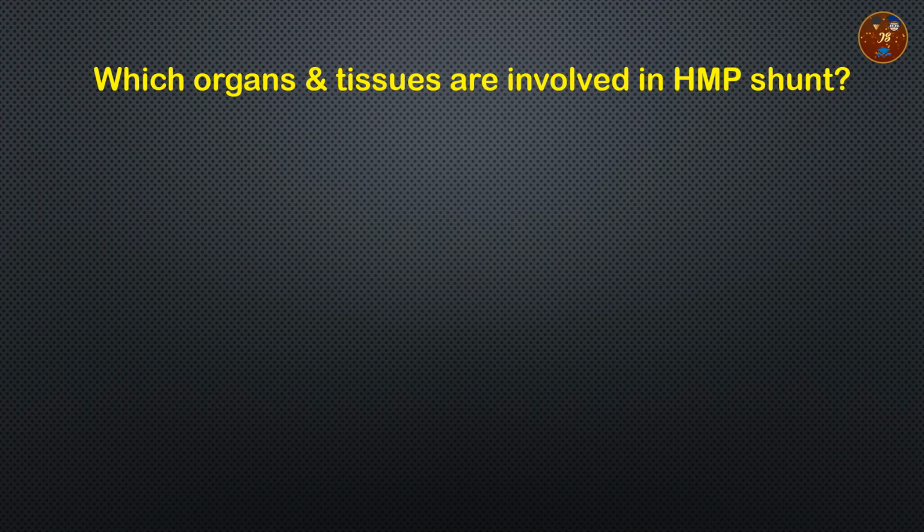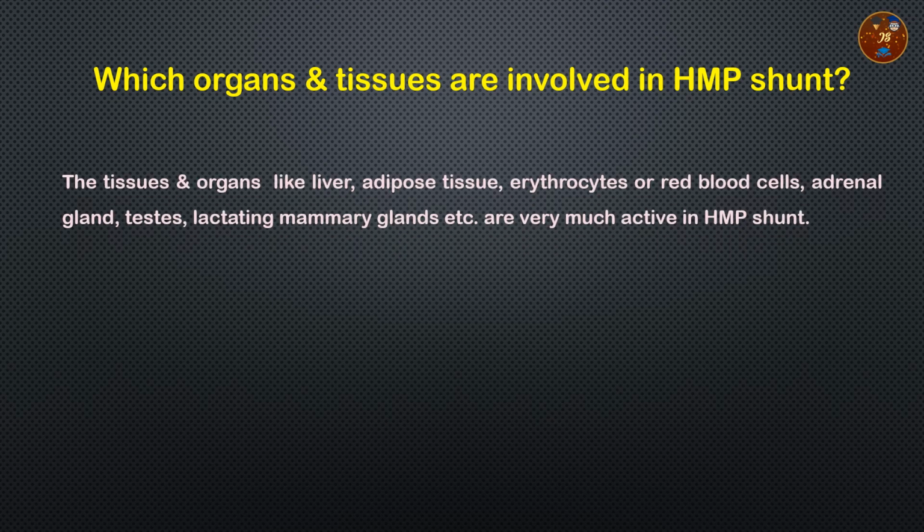Which organs and tissues are involved in HMP shunt? Tissues and organs like liver, adipose tissue, erythrocytes, which are also known as RBC or red blood cells, adrenal gland, which is most important in our body, testis, and lactating mammary glands. Just remember this: not the ordinary mammary glands, only the lactating mammary glands are very much active in HMP shunt.